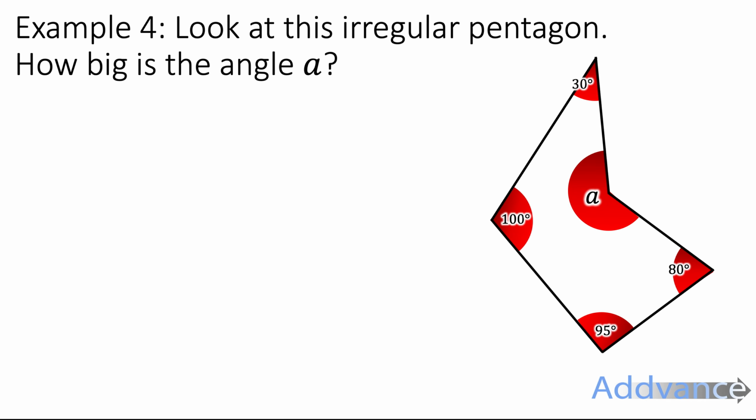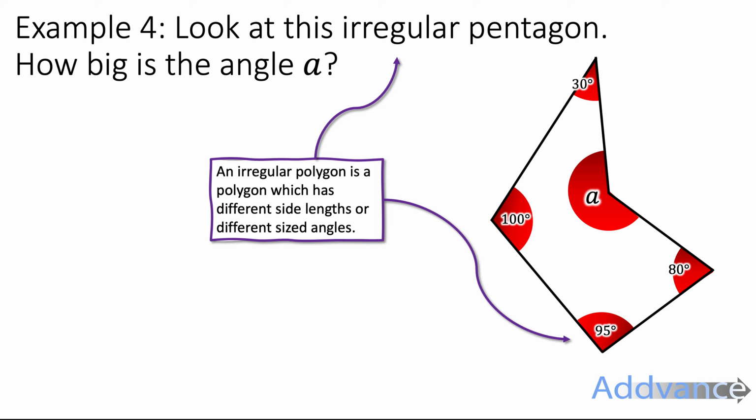Finally, let's look at example 4. Look at this irregular pentagon. How big is the angle A? Okay, so the trick here is that it's irregular, and that means that each angle is different, or it could also mean that each side length is different. This shape does look irregular. The angles are not the same size, the lengths are not the same size. That's what the word irregular means.